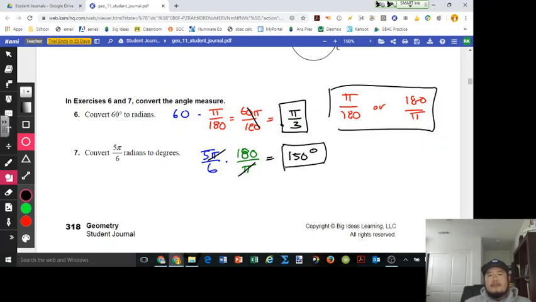And that's how you go from radians to degrees and then degrees to radians. Make sure you know these two equations right here and know when to use what. All right, there's section 11.1.